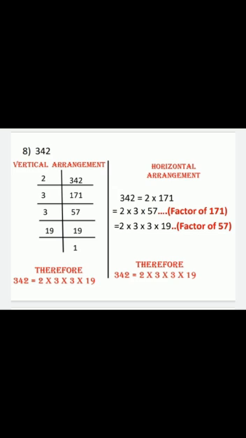In horizontal arrangement, 2 into 171, then find the factors of 171, that is 3 into 57. So you will write 2 into 3 into 57. Then you are going to find the factors of 57, that is 3 into 19. So you will write 2 into 3 into 3 into 19. Therefore 342 is equal to 2 into 3 into 3 into 19.